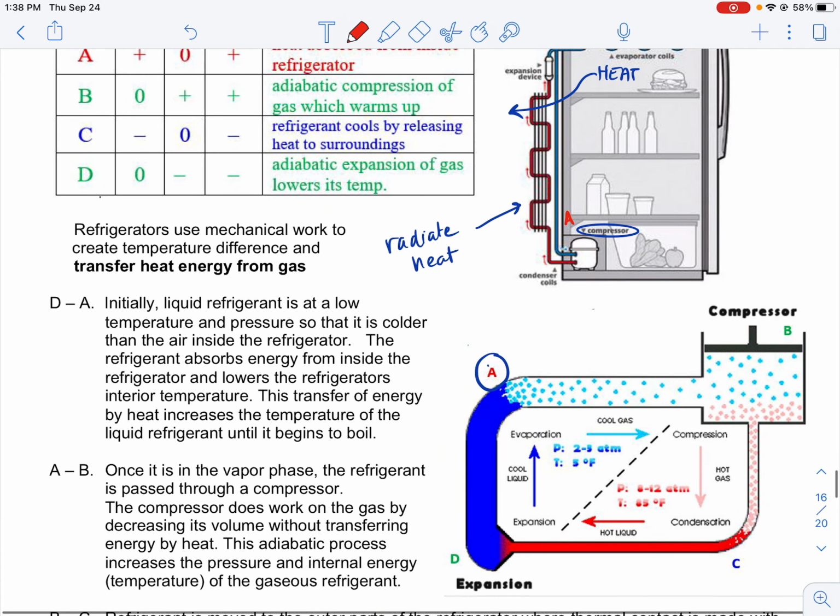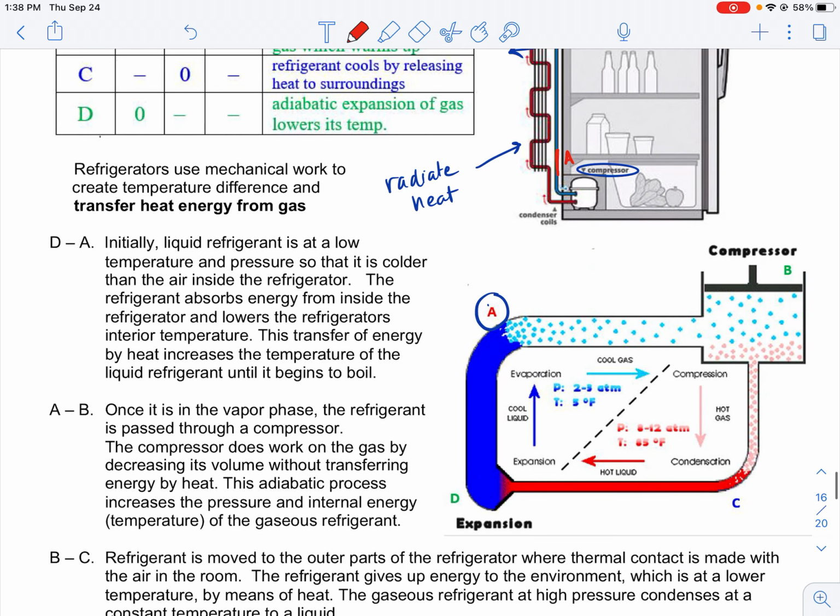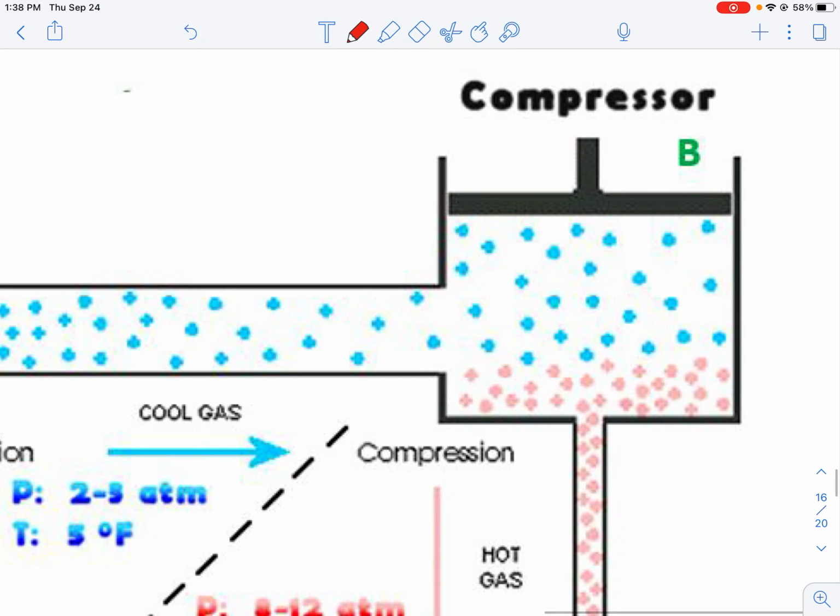So we've got a volatile fluid. That means it's easy to evaporate. We've got a volatile fluid in this tube. And when it gets to the compressor, it gets rapidly compressed. So here's a visual of the compressor. It's going to be rapidly compressed.